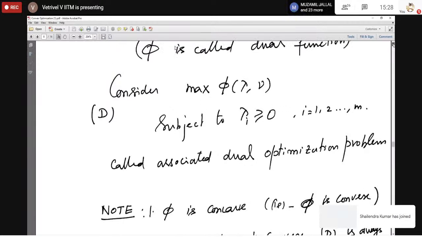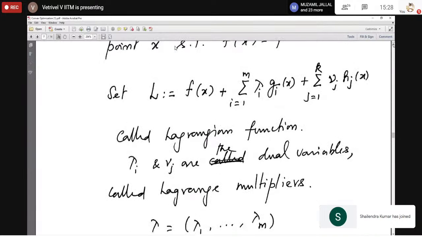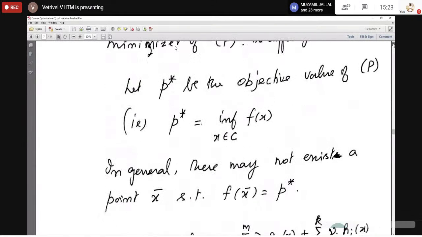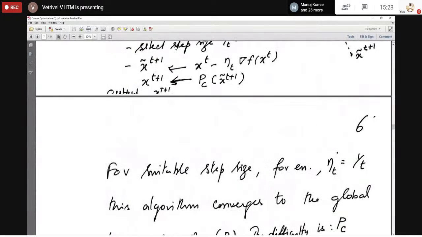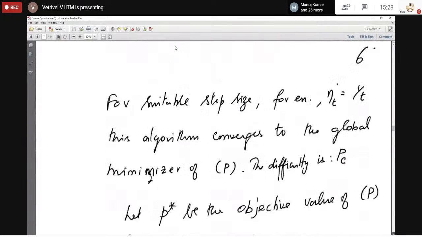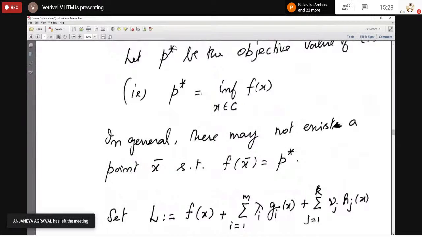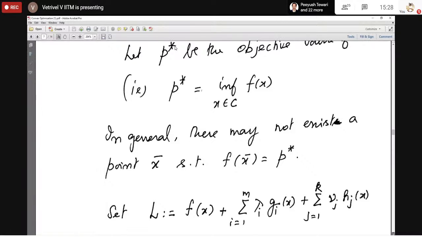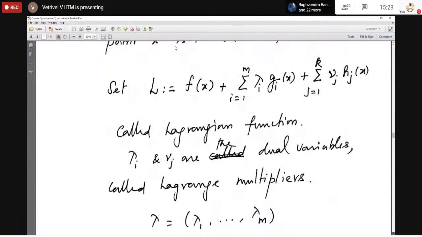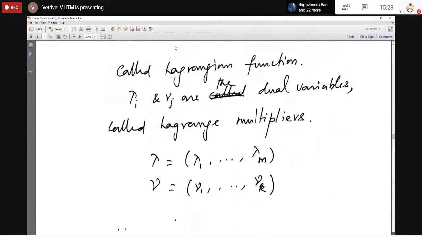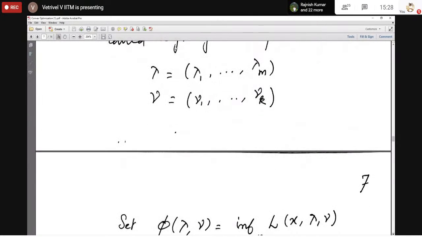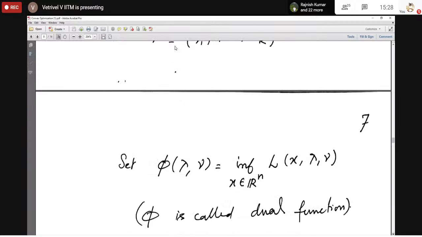So it doesn't matter what your P is. Initially we started with the problem P, which is simply minimize f(x) subject to some constraints. So I have a primal feasible region and all that. I assume that the primal feasible region is non-empty. And then I set this L. Once I write this L, I take the infimum over all x in this unconstrained problem I solve and set this phi function. It's called the dual function.